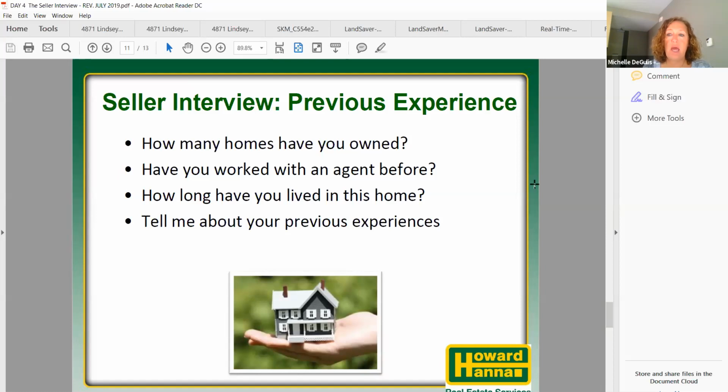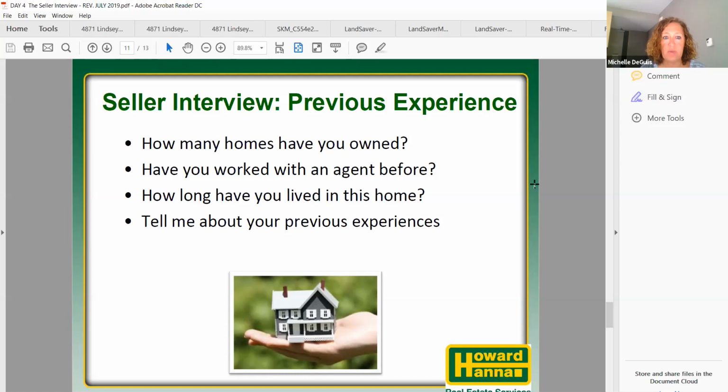If they've gone through a lot of different experiences with agents, guess what they're going to do to you? They're going to compare you. They're going to compare you, either in a good way or a bad way, to some previous experience they had. It could be with an agent from another state, and they'll say, well, that's not the way my agent in Colorado told me to do it. Well, it's different. So this is going to give you some insight into what you need to know about their previous experience. Going back to how long have you lived in this home?